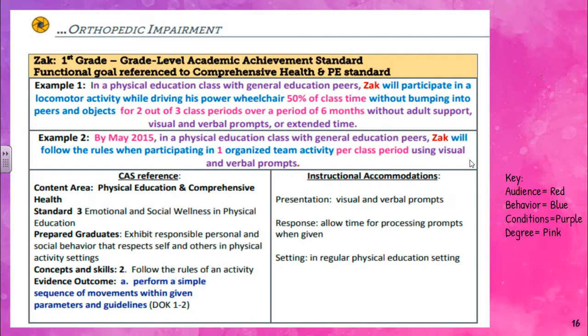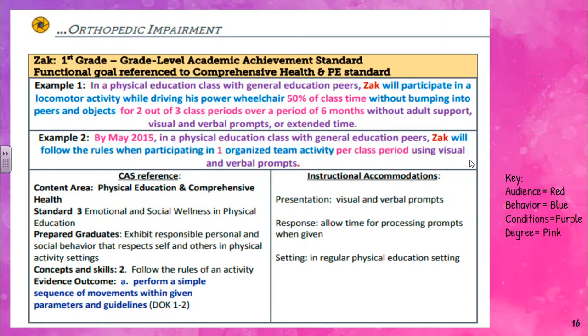Looking at this goal, this is a goal where the OT would take the lead. There are 2 here. I'm just going to look at the first one. In a physical education class with general education peers, Zach will participate in a locomotor activity while driving his power wheelchair, 50% of class time without bumping into peers and objects, for 2 out of 3 class periods over a period of 6 months, without adult support, visual or verbal prompts, or extended time.